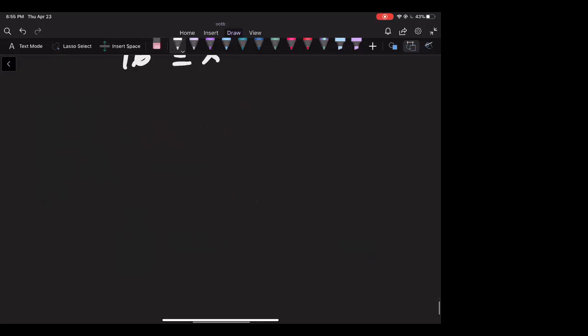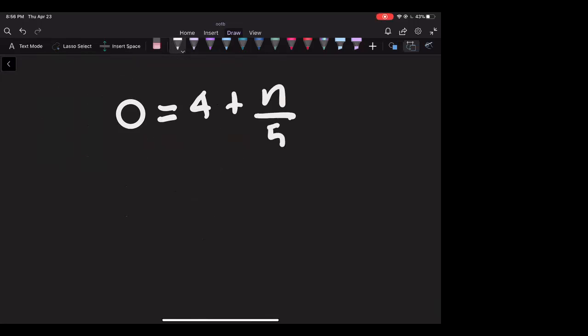Okay, next question. Okay, what's my first step? You need to see if there's addition or subtraction, and there's addition. So the answer to that is negative 4. Negative 4. Good job. Now what do I do?